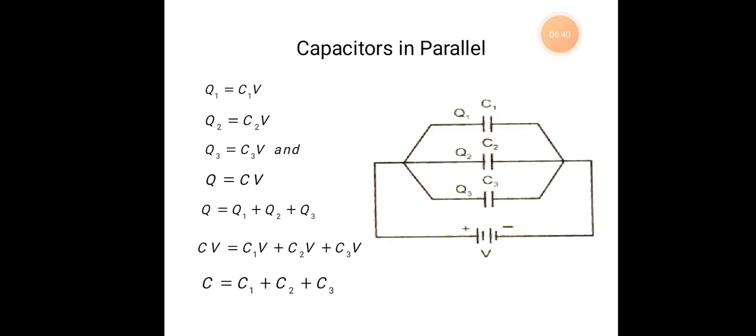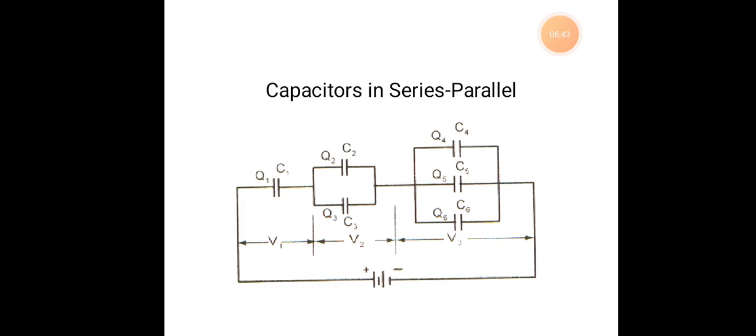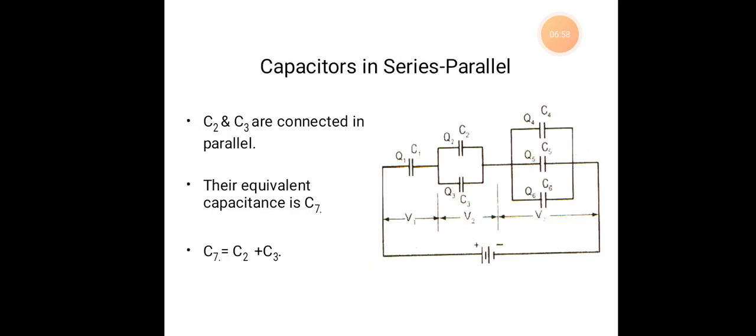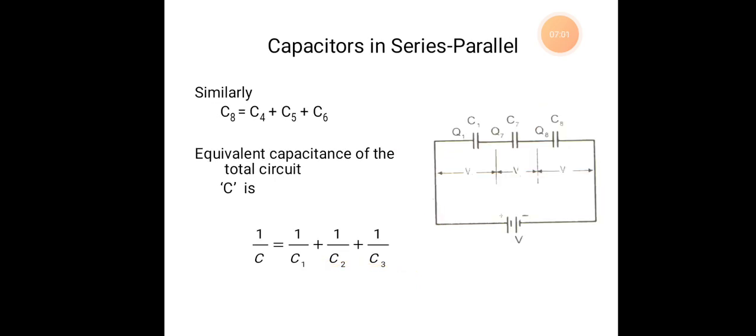Then one more equation, for capacitors connected in a combination of series and parallel as per the circuit diagram. Can you see the circuit diagram? You can see the images as per the circuit diagram. 1 by C, the total or equivalent capacitance, 1 by C is equal to 1 by C1 plus 1 by C7 plus 1 by C8. What is C8?